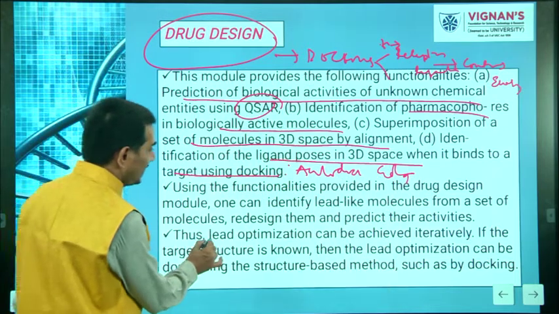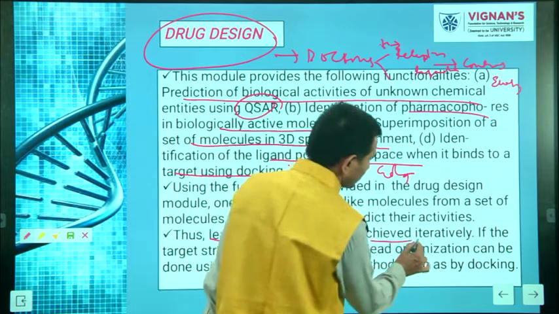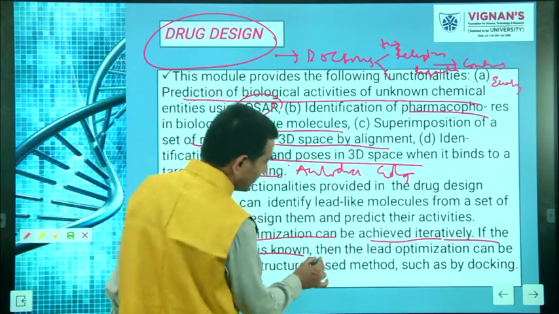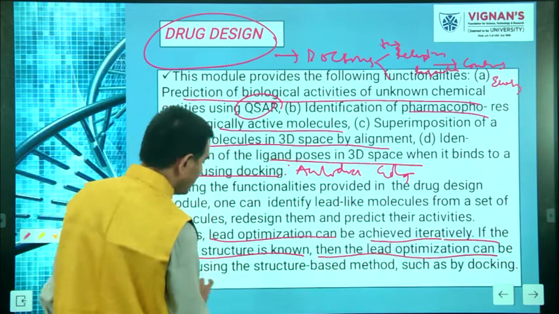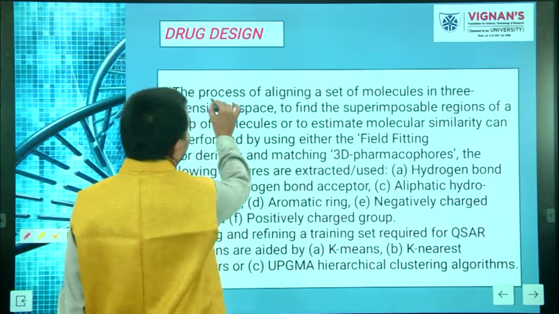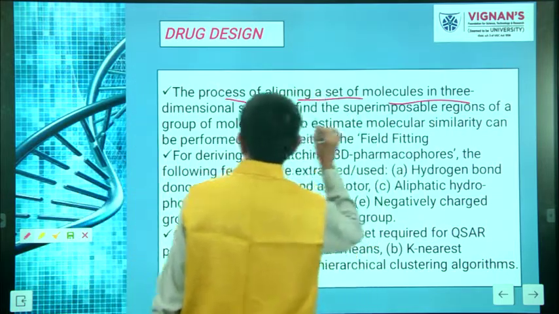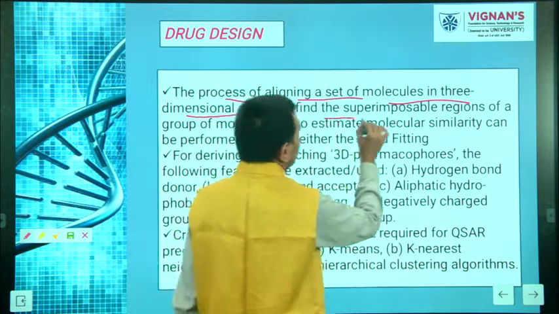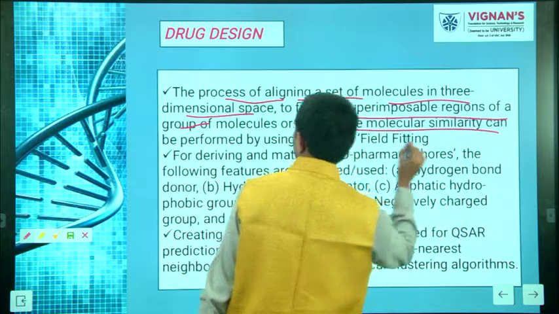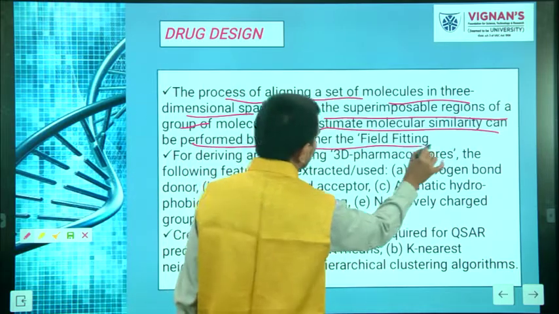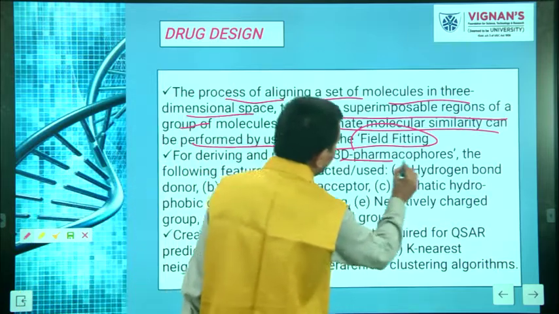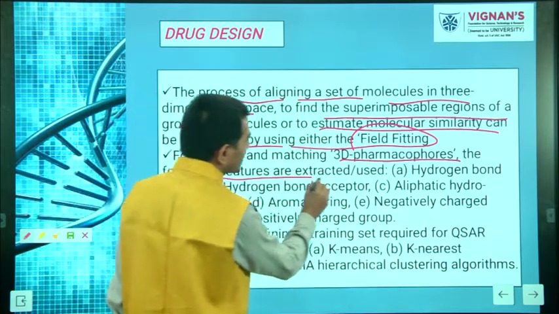Right. And here lead optimization can be achieved iteratively. If the target structure is known, then lead optimization can be done using structure based drug design, such as by docking. So here the process of alignment of a set of molecules in three-dimensional space to find the superimposable regions of a group of molecules, or to estimate molecular similarity, can be performed using the concept of field fitting.